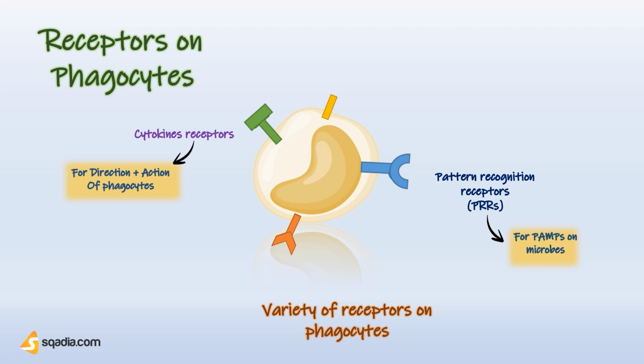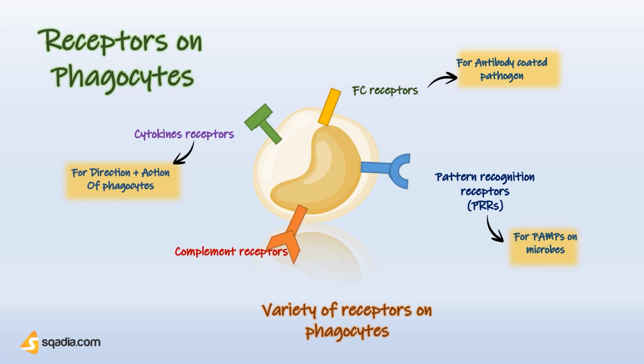Phagocytes also contain pattern recognition receptors, PRRs, to recognize pathogen-associated molecular patterns, PAMPs, that are present on microbes. Next is Fc receptors. They bind immunoglobulin or antibody-coated pathogens. And last, complement receptors, that bind complement components attached directly to pathogens, to immune complexes or dead cells.